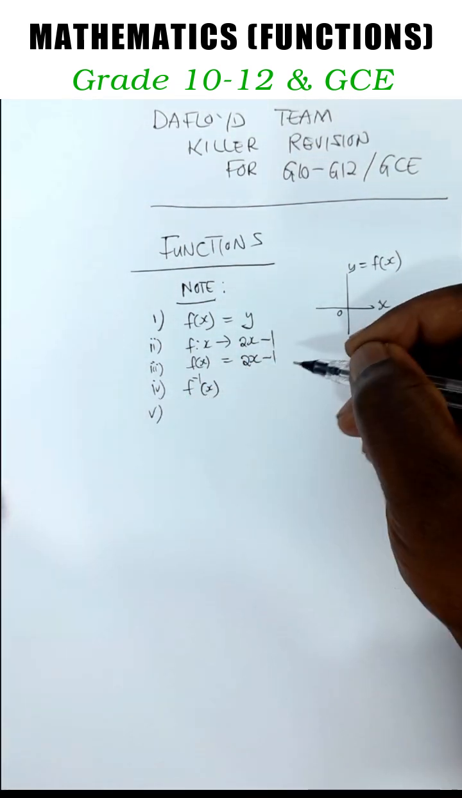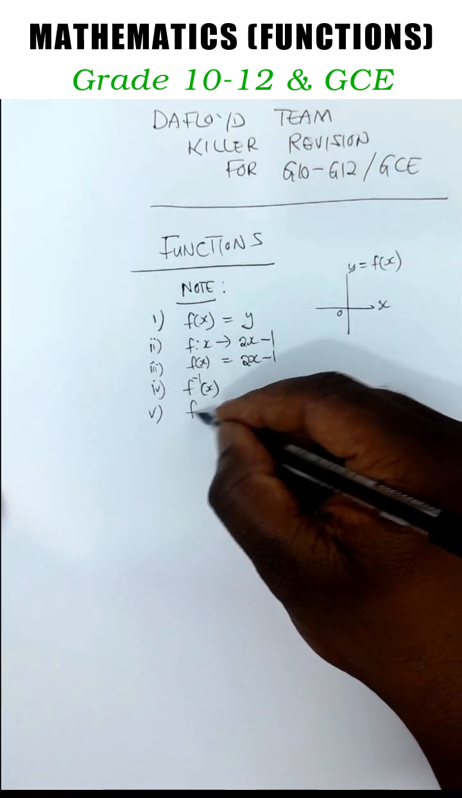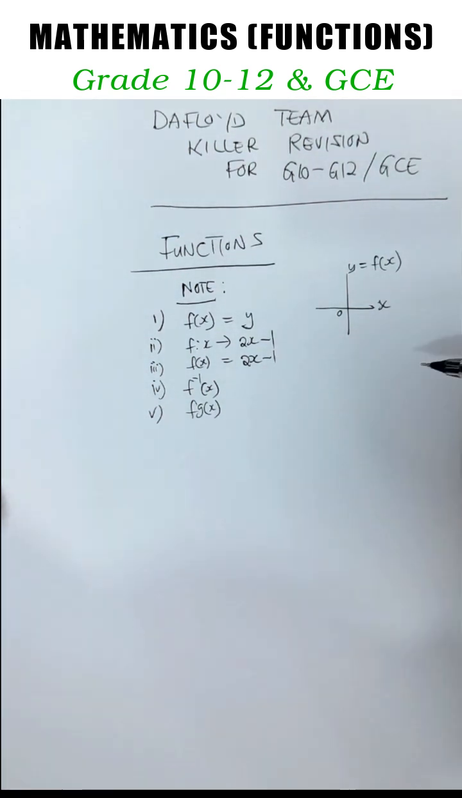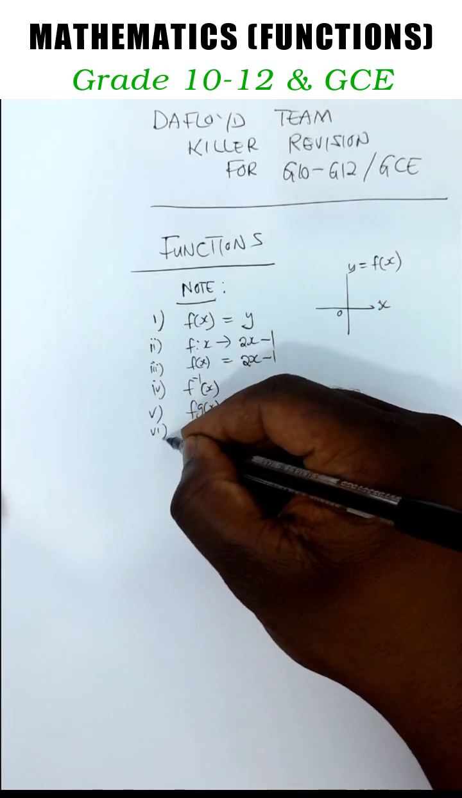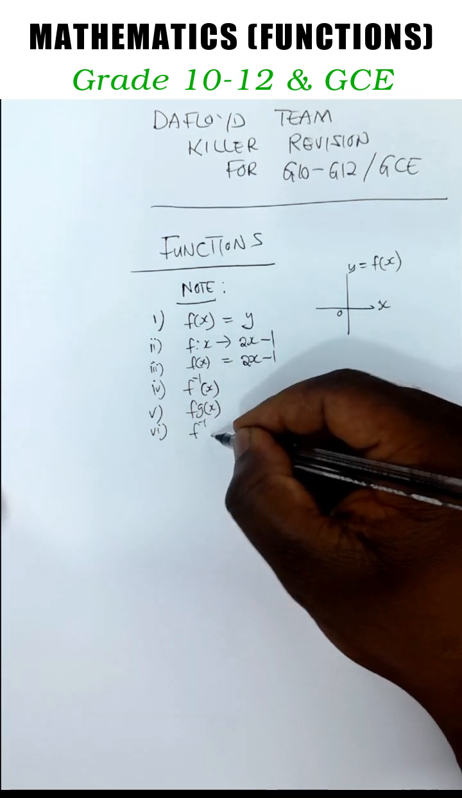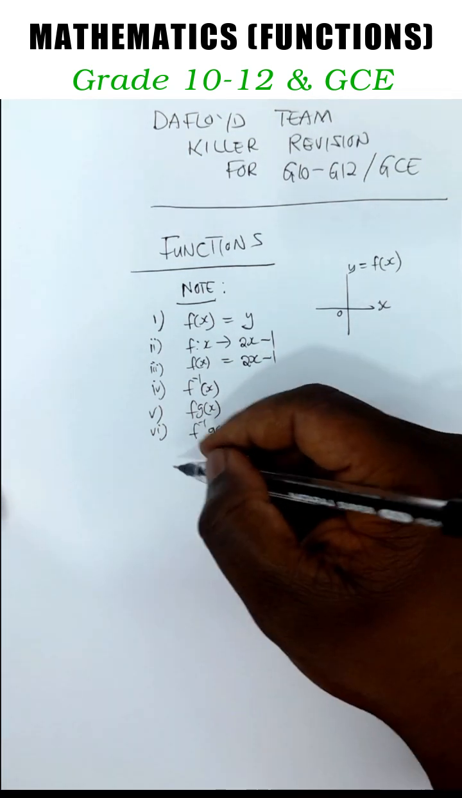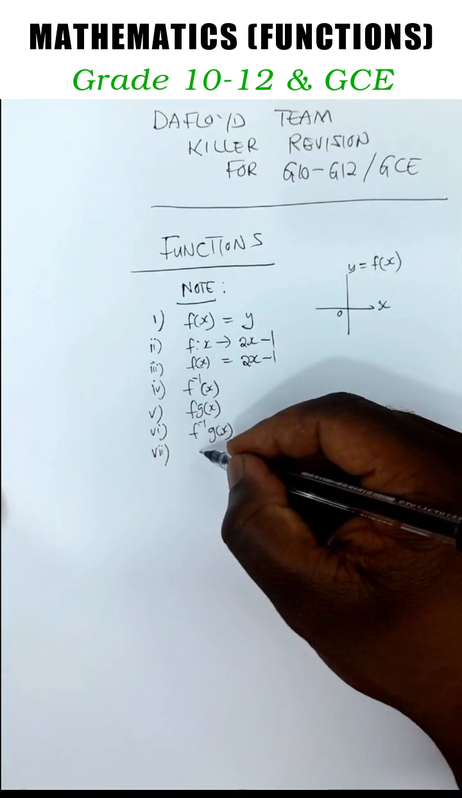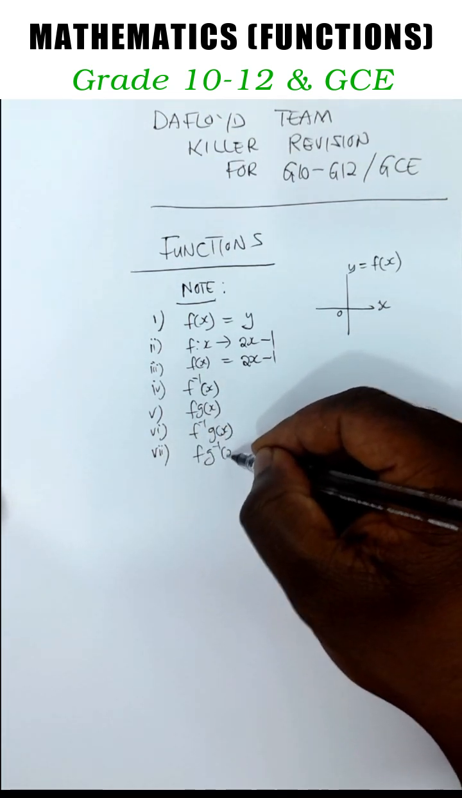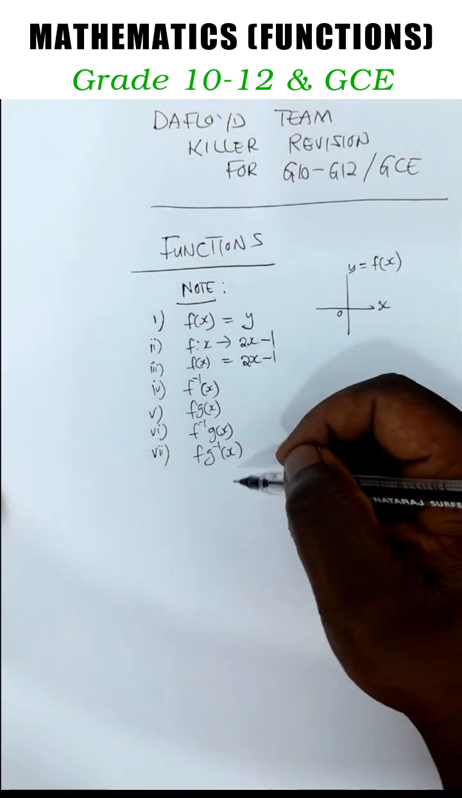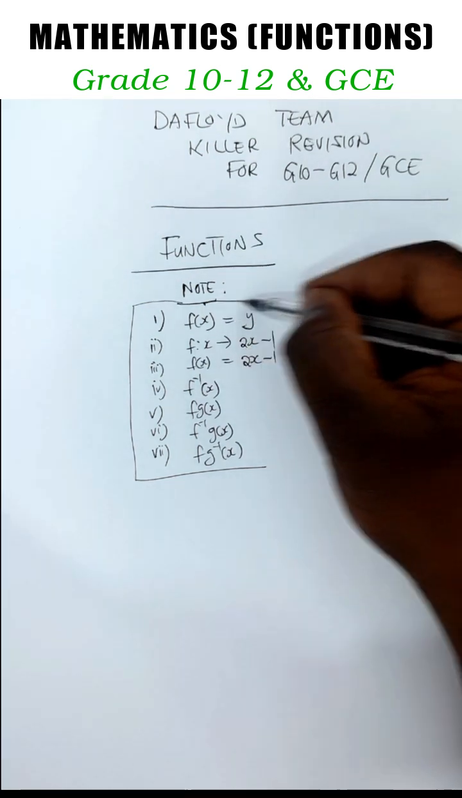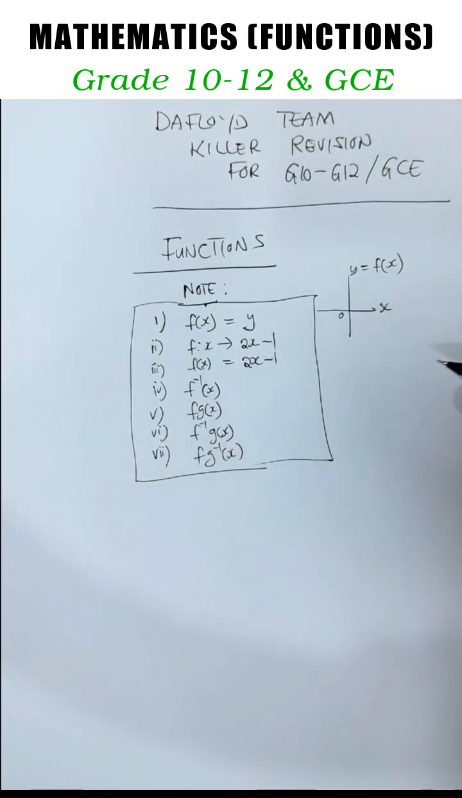The other part you also have to know is about fg of x. This is called a composite function. Under this, you can have things like f inverse of g of x, or you can have something like fg inverse of x. All these are possibilities with functions. This is the easiest part.